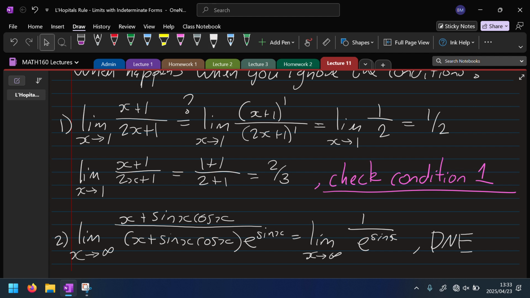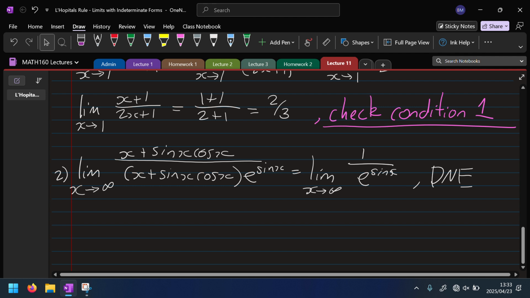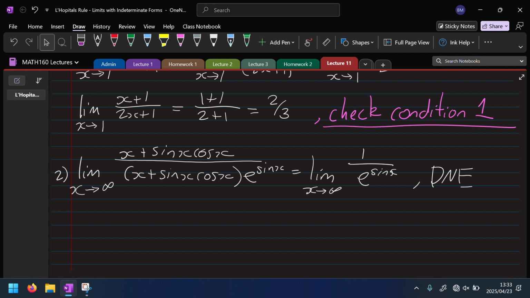Limit does not exist. However, if we try to use L'Hopital's rule, we'll see that we get an answer of 0. Now you might think, okay, we used L'Hopital's rule, we got an answer of 0, that must be correct. But in this case, it's not correct because the limit doesn't exist. But L'Hopital's rule is going to end up giving us 0. So let's check that. So this is equal to, again, question mark. This is very incorrect, but let's see why.